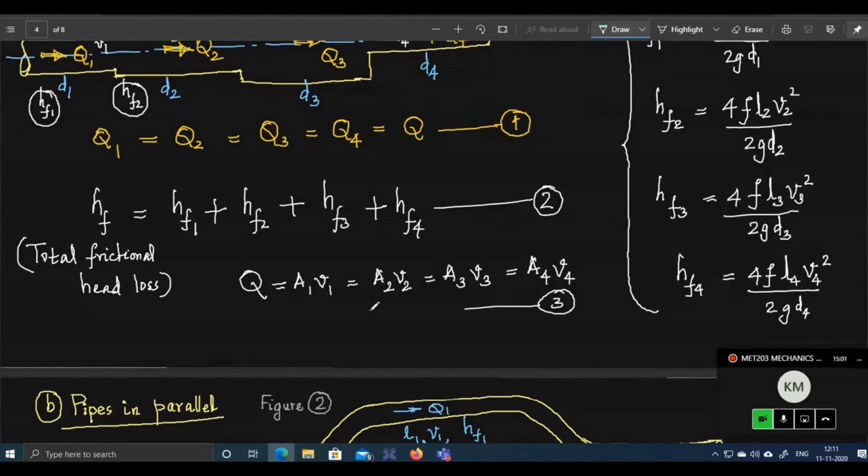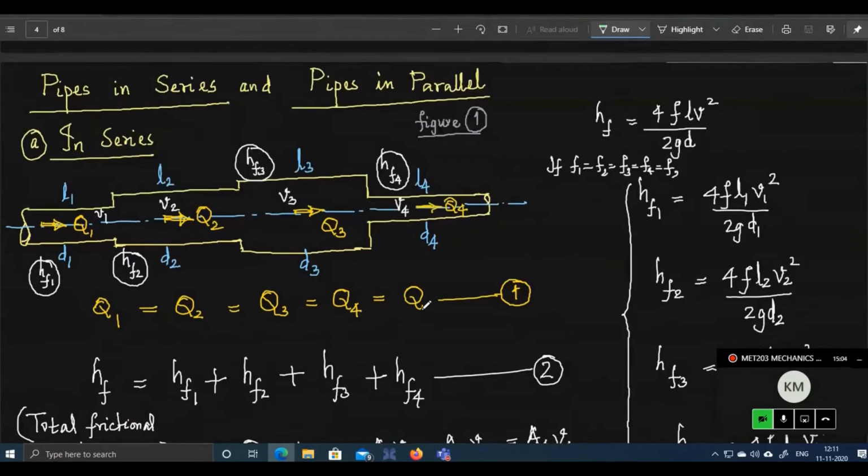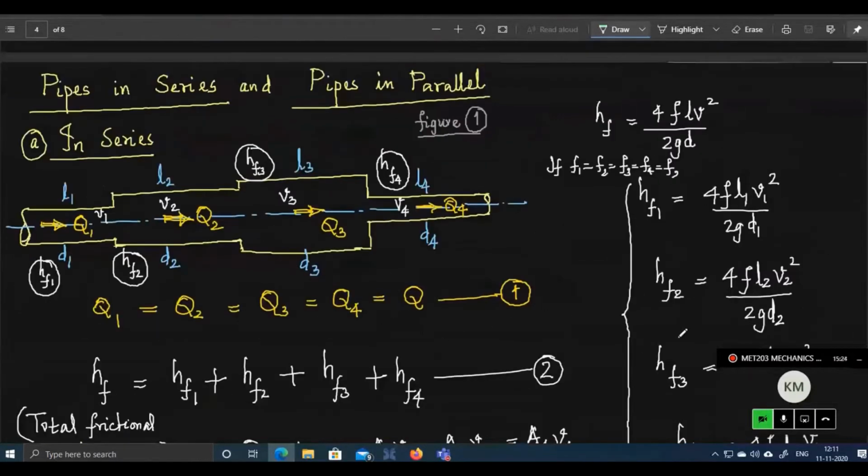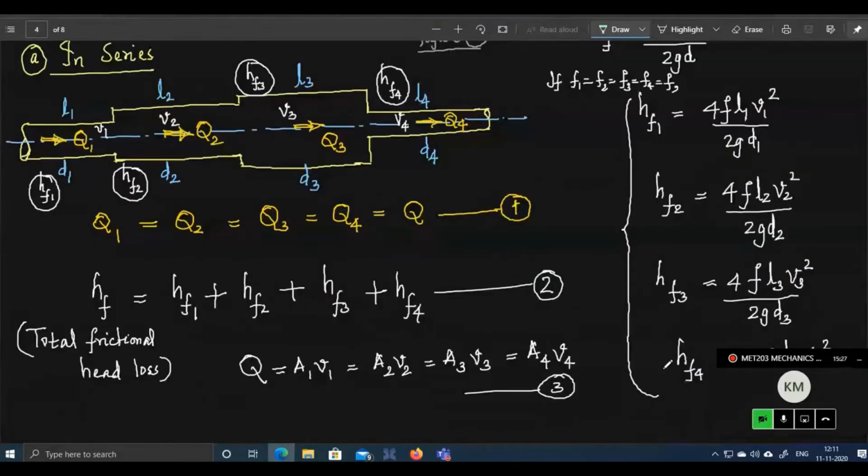Remember, V1, V2, V3, and V4 are the average velocities of flow in each of these portions. Of course, since the area of cross section of different pipes are different, since the diameters are different, definitely the velocity also will be different. Area into velocity must be a constant in this case. So HF1, HF2, HF3, HF4 can be found out by the Darcy-Weisbach equation, or it is popularly known as Darcy's formula. HF1 is 4 F L1 V1 square by 2 G D1, and correspondingly you can write HF2, HF3, HF4, etc.